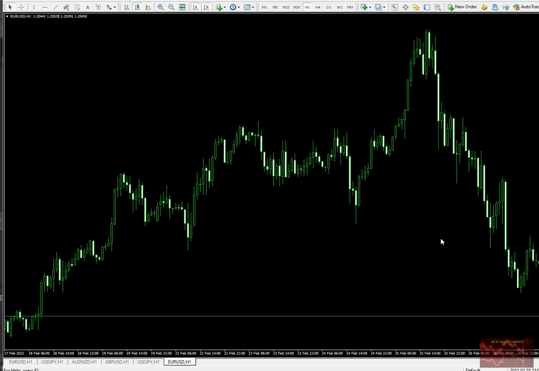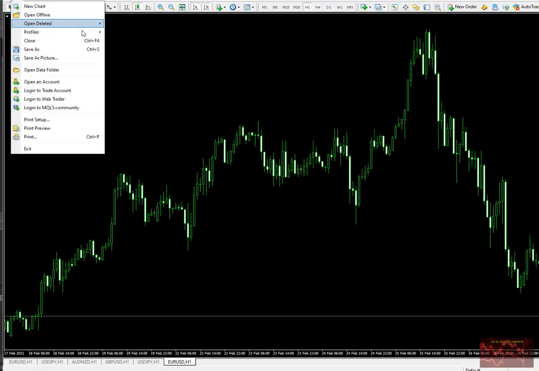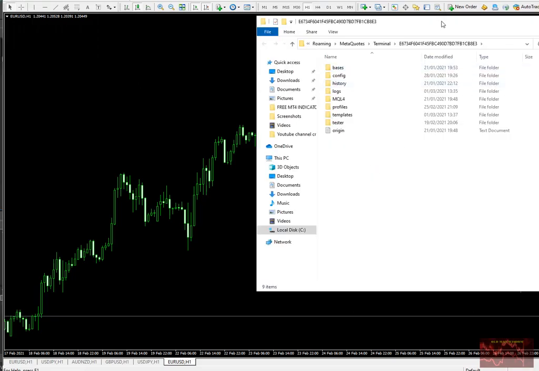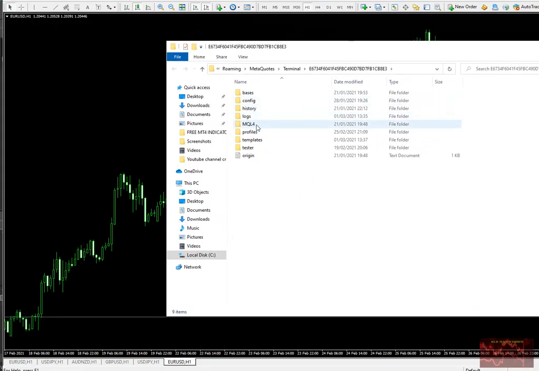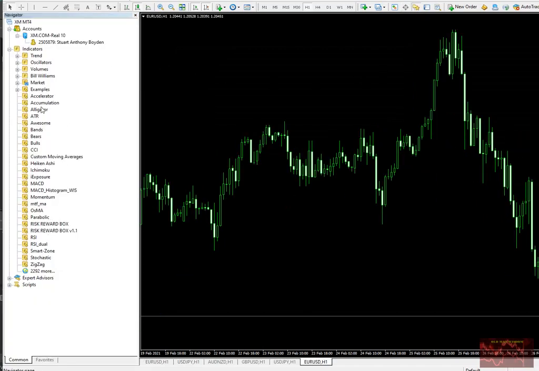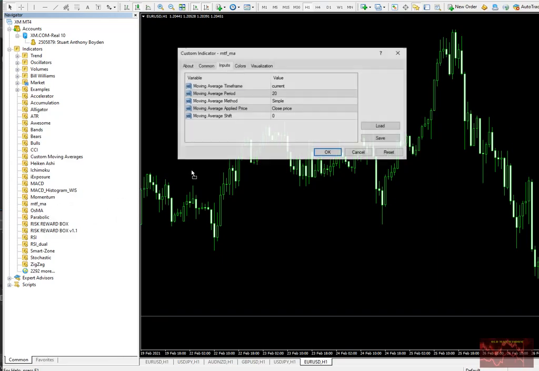So once you've downloaded the file and put it into your data folder, which is just here, you'd put it into the MQL4 folder and into your indicators, and then it would appear in here, MTF, multi-time frame moving average. We're going to put it onto the screen, just drag it across.